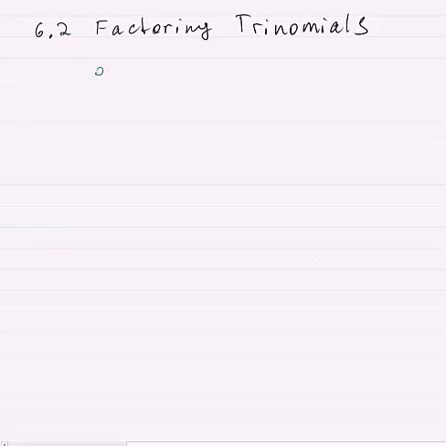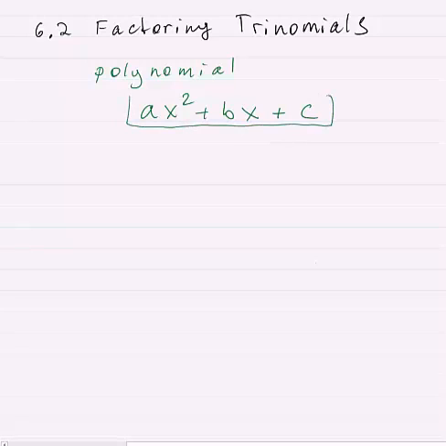We're going to be doing the following. Consider the polynomial that has this general form: ax squared plus bx plus c. In this section and the next section, we'll talk about how to take this polynomial and factor it. And remember, to factor means to write this as a product of two or more things.